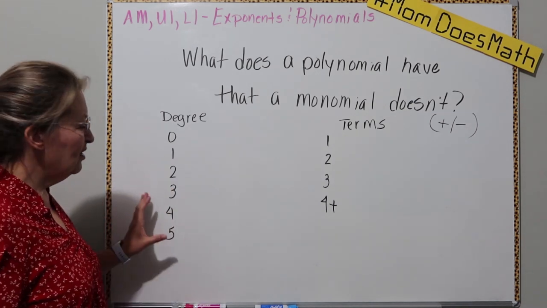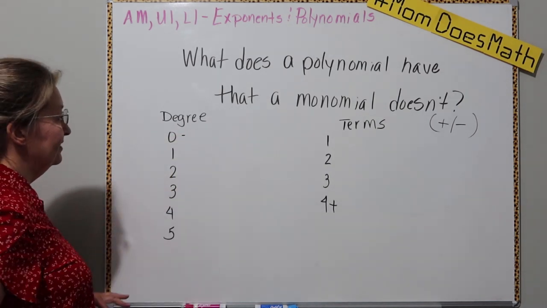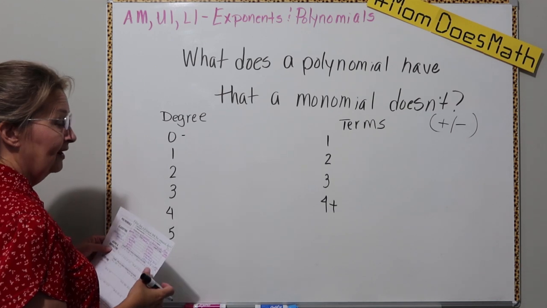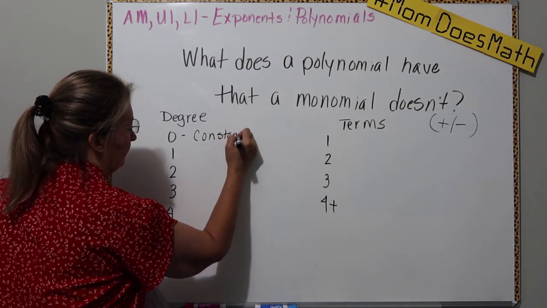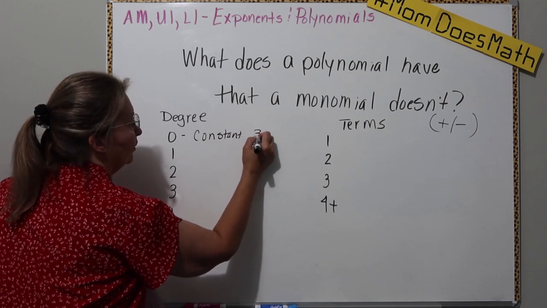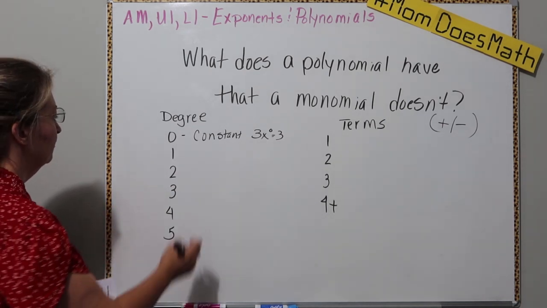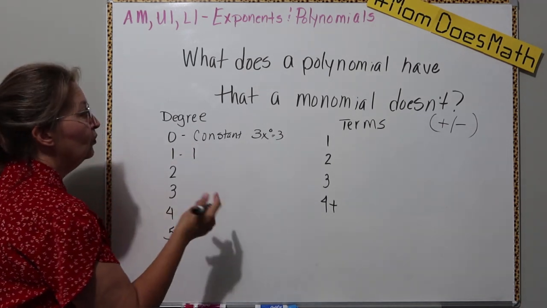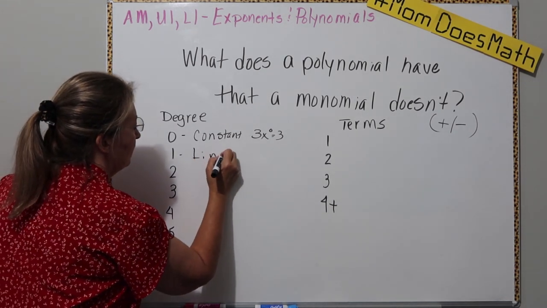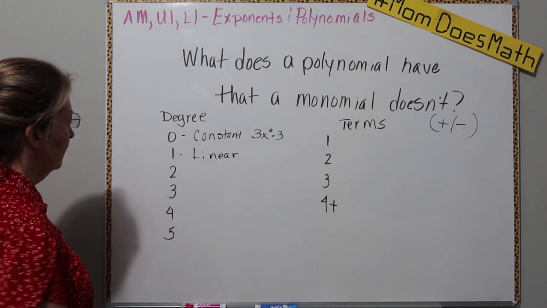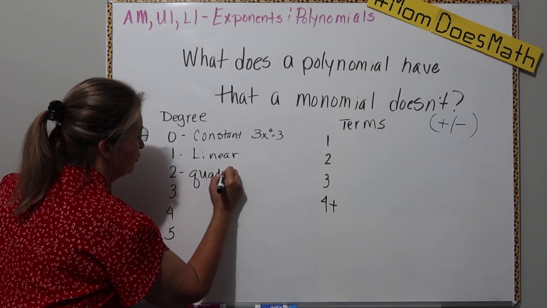But sometimes some of them have special words. For example, if your highest degree is a 0, then that is a constant term. For example, 3x to the 0, which is just 3, that's going to be a constant term. Alright, if you have a 1, which you don't always see, it's understood, that's going to be your linear term. If you have a 2 for an exponent, there comes your quadratic.